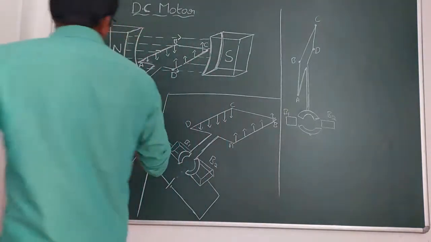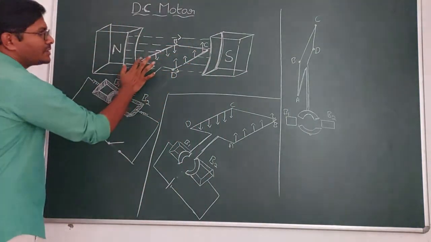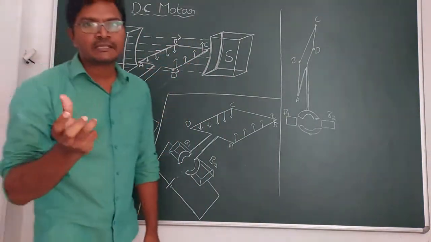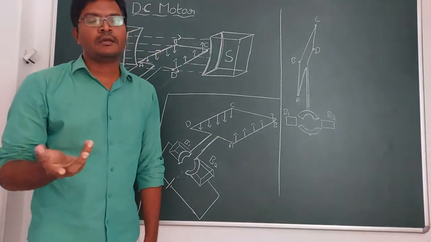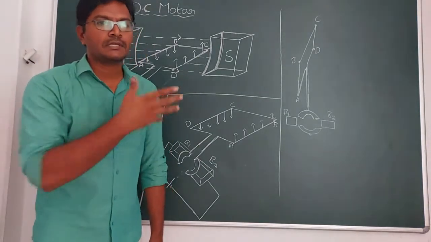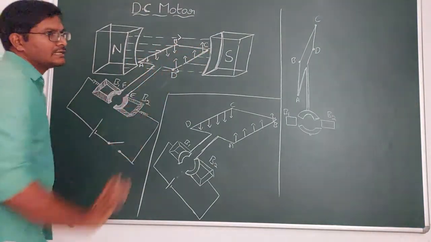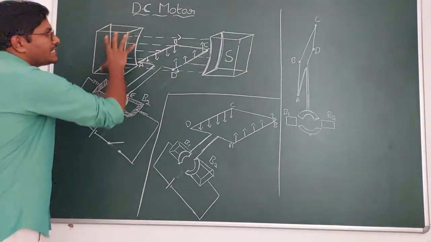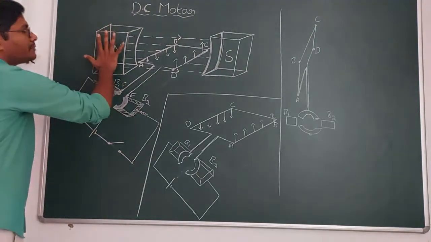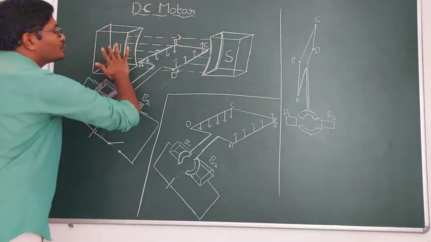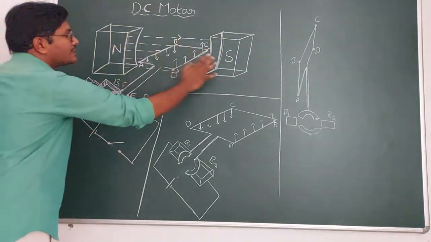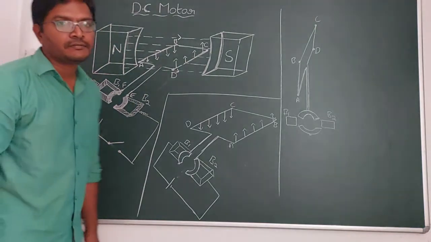If there is a current carrying coil, this is said to be a coil. Coil means it may be a circular coil or a rectangular coil. We have seen a circular coil. Now this is the rectangular coil, which is placed in a uniform magnetic field. The uniform magnetic field is created by these two magnets.